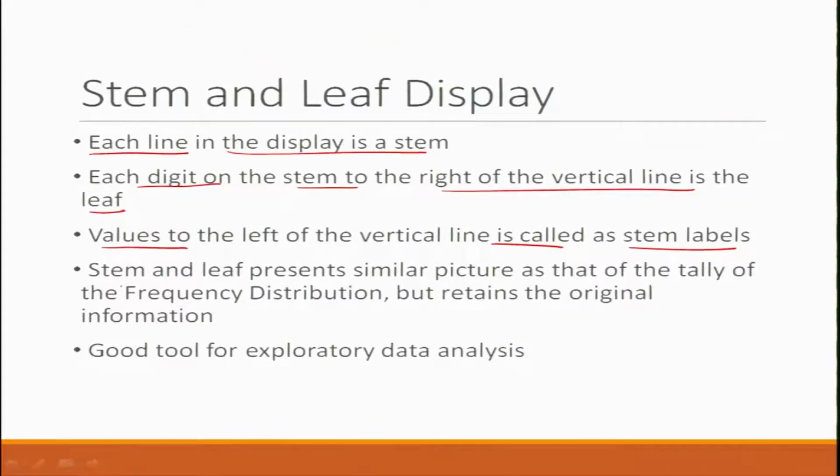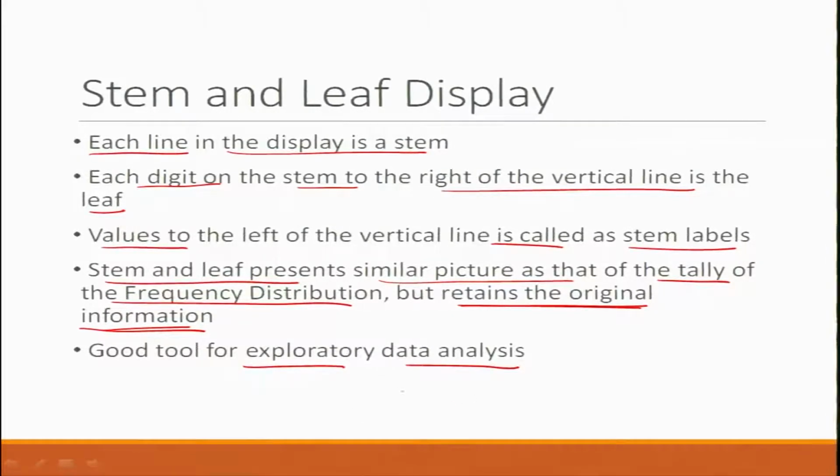Now, what the stem and leaf does is it presents a similar picture as that of the tally of the frequency distribution, but retains the original information. Okay. So, it has a lot of similarity to the frequency distribution, but it retains the original information. That is the biggest difference, and it is a good tool for exploratory data analysis. It allows you to analyze the data, and this is also called descriptive analytics. We are able to describe the data without losing the plot.